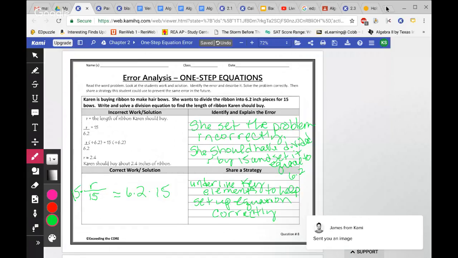So like divide the ribbon into 6.2 inch pieces. You know, I might circle that, and then 15 bows. So the amount, the length of ribbon she should buy, to divide the amount by the number of ribbons that she wanted to buy. Does that make sense? Mm-hmm.